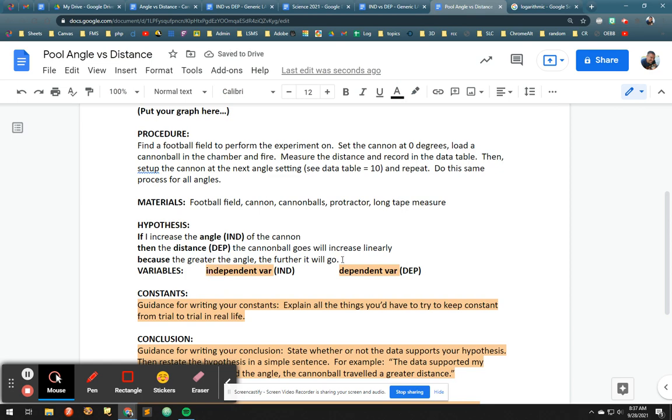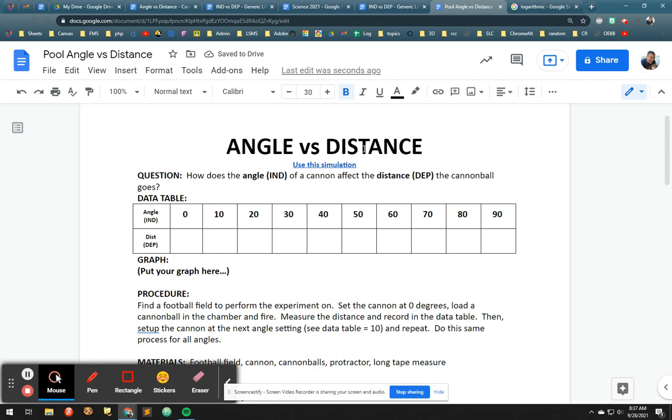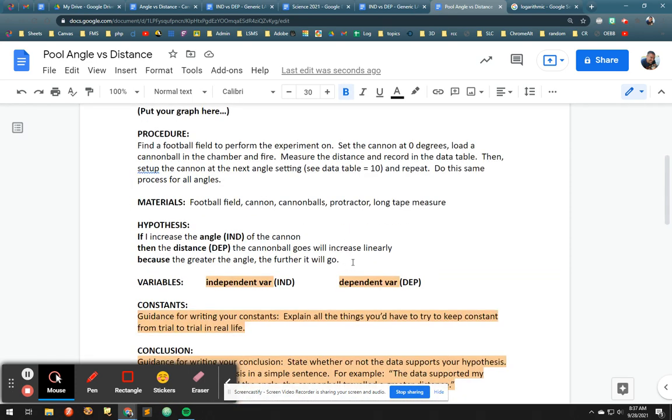All right, so once again, now we've got our independent variable and dependent variable. That's very easy. It's independent and dependent. Angle, distance. Anywhere it says independent, it should say angle. Anywhere it says dependent, it should say distance. So once again, here, it should be distance.